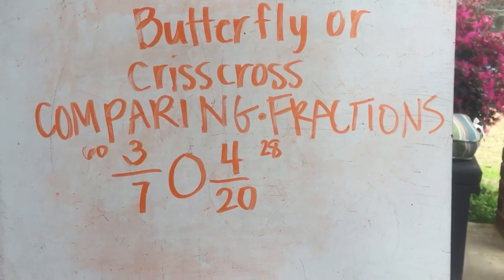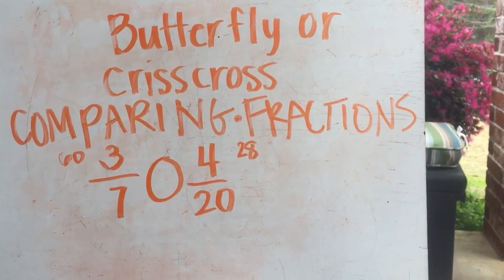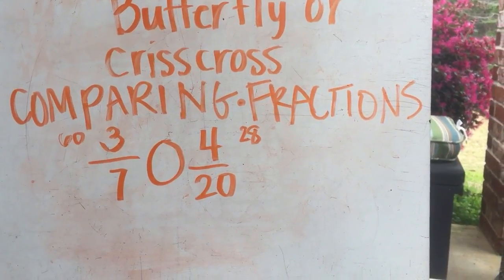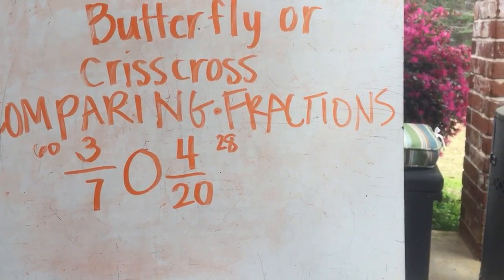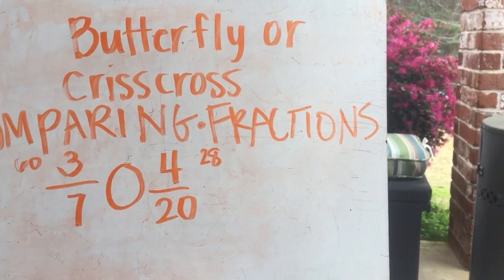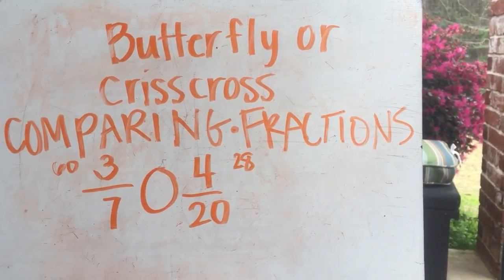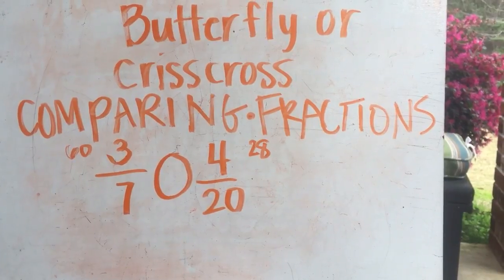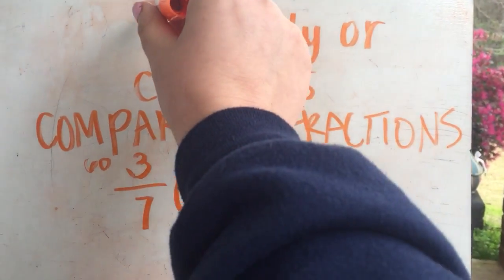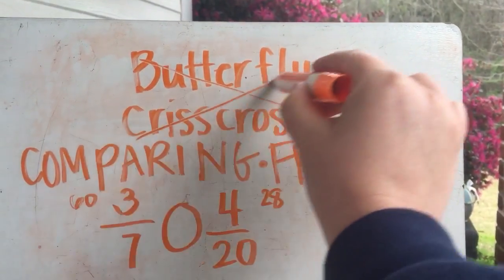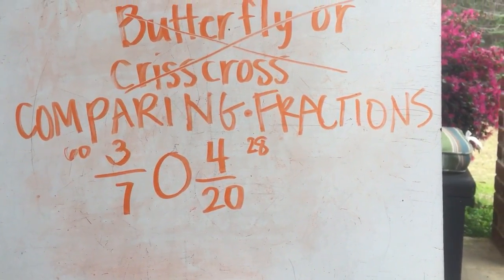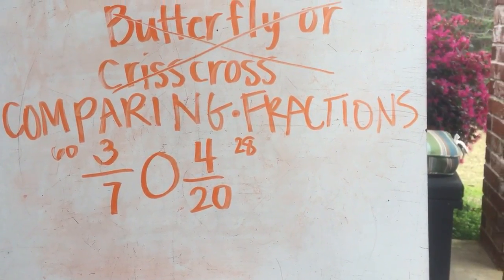Here's the problem with that. There is no way for us to be able to teach our kids where that 60 came from and where that 28 came from without really going over their heads. There's not a mathematical purpose for doing that. So, in terms of comparing fractions using crisscross multiplication or butterfly, that is a no-go. Big bad no-no.